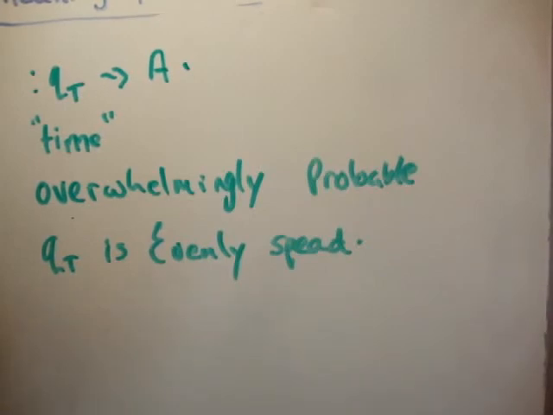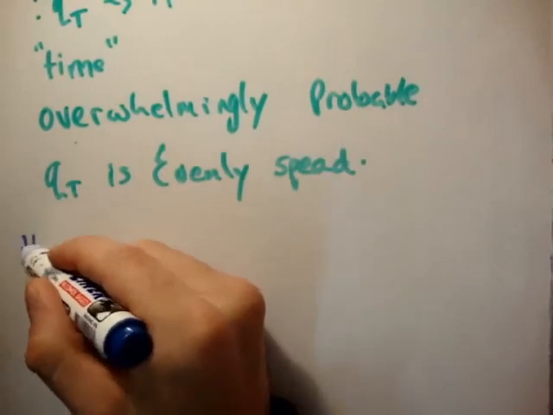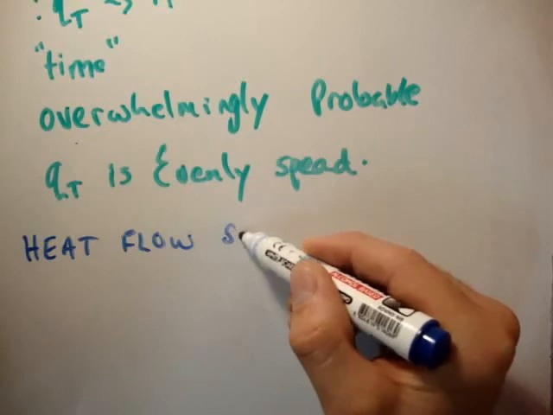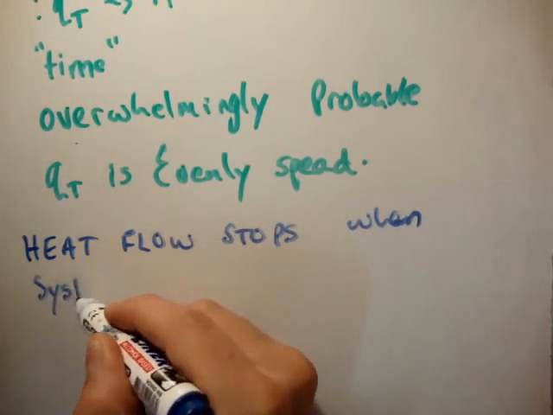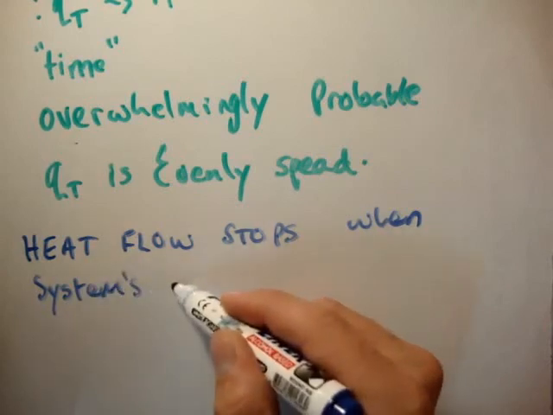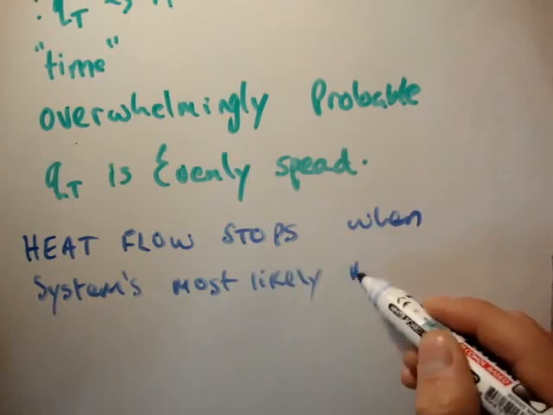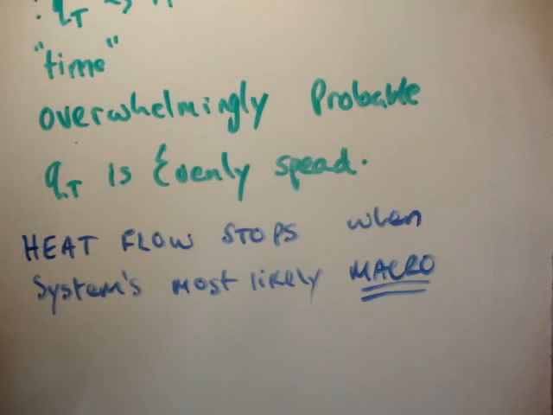So what we found is that heat flow is not a physical law, but rather a probabilistic fact. The flow of heat stops when the system is in its most likely macro state. So therefore we can say that the heat flow stops when the system is in the most likely macro state.